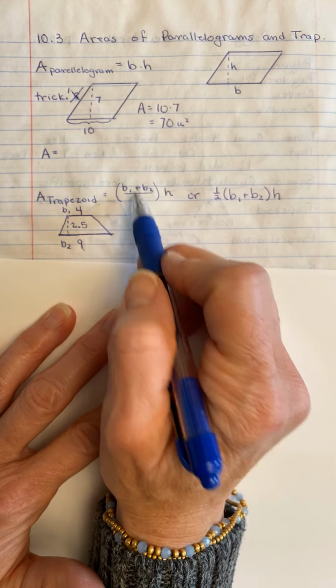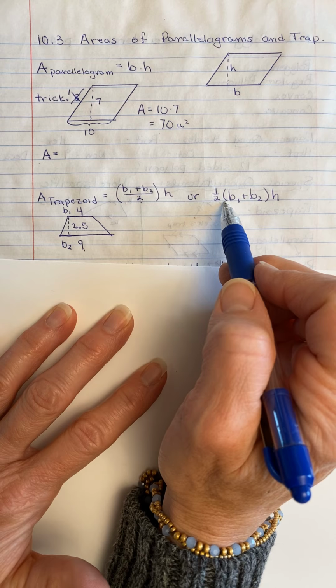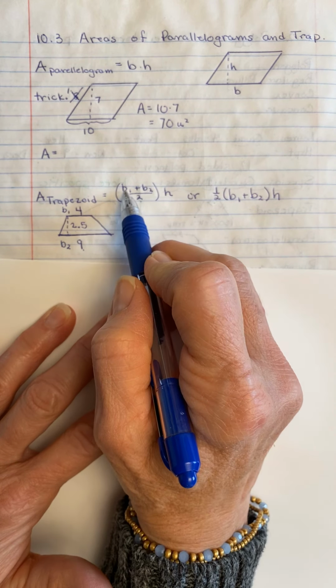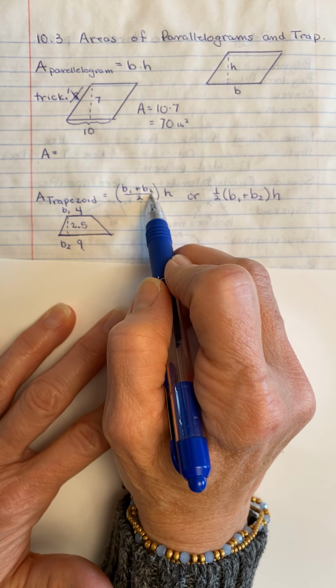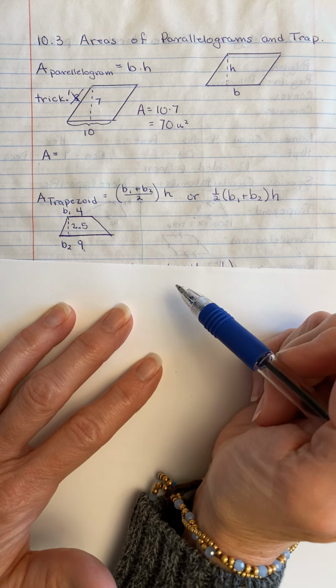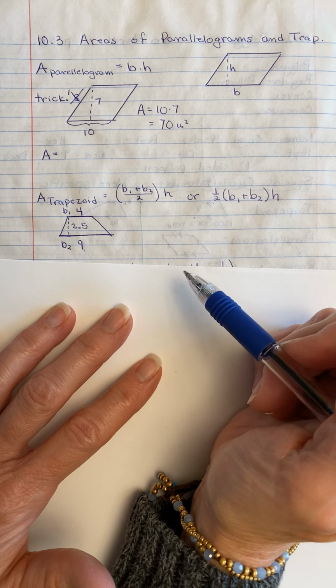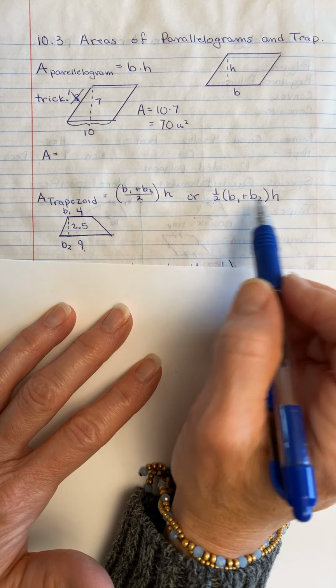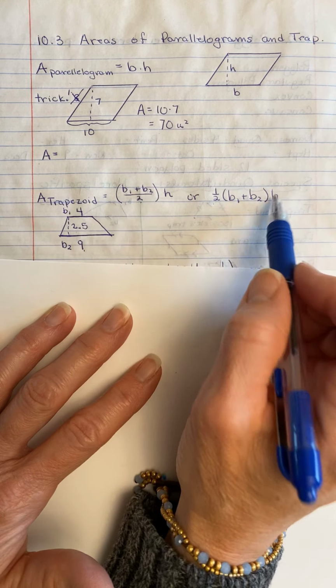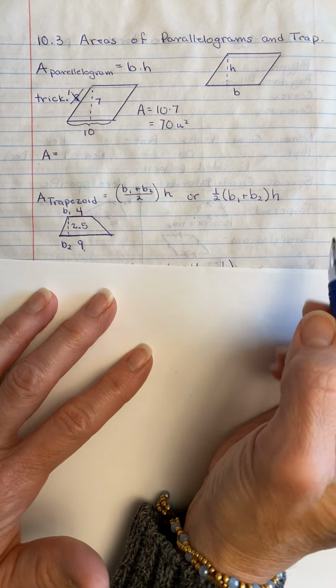Sometimes you can see this formula rewritten like this. They just pulled the 1/2 out front. You've got your b sub 1 plus b sub 2 times h. Now these are what we mathematicians call plug and chug. Once you've got a formula, you just plug in the numbers and then you chug out the arithmetic.